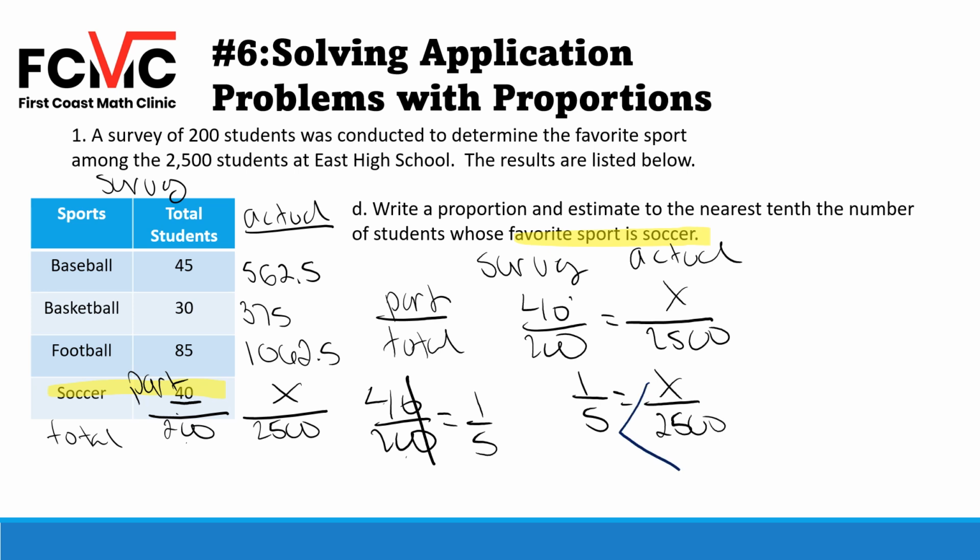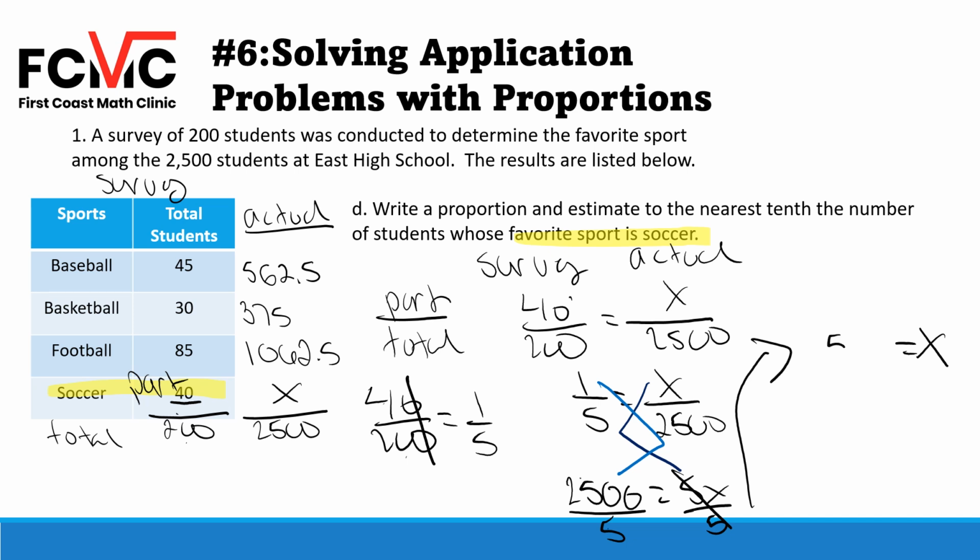So let's cross multiply. We get 2,500 equals 5x. You can divide by 5 and divide by 5. We'll do the rest of this up here. 2,500 divided by 5 is going to give us 500. So we should get 500 students here.